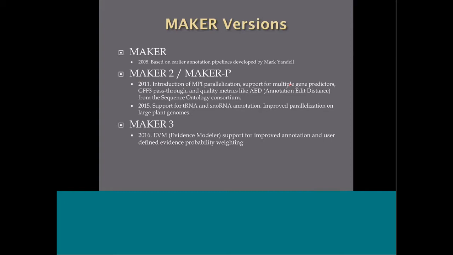So the initial version of Maker came out in 2008, and since then we've updated it to Maker 2 and MakerP to give it parallelization, as well as support for RNA annotation. And now we've moved on to Maker 3, which also gives users the ability to add weights to their evidence data sets. If you don't have much confidence in a protein data set you're using, you can give it a lower probability weight in the final models that Maker is producing.